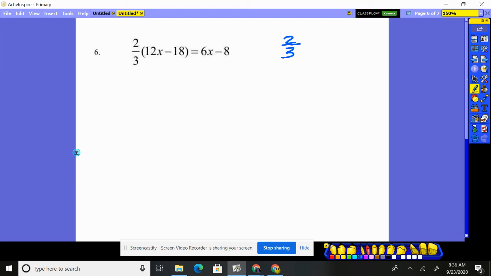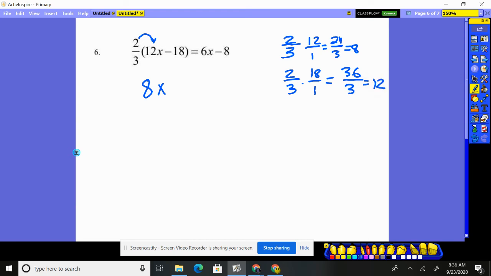I'm doing 2/3 times a 12. That's 12 over 1. So you could cross out here the 12 and the 3 and divide them both by 3, or you could just multiply across the top, 24. 3 times 1 is 3, and I know that's 8. So when I distribute that through, that gives me 8x. Now I want to do 2/3 times an 18 over 1. Now again, I could cross out, or I could just multiply across the top. Gives me 36 over 3, which gives me 12.